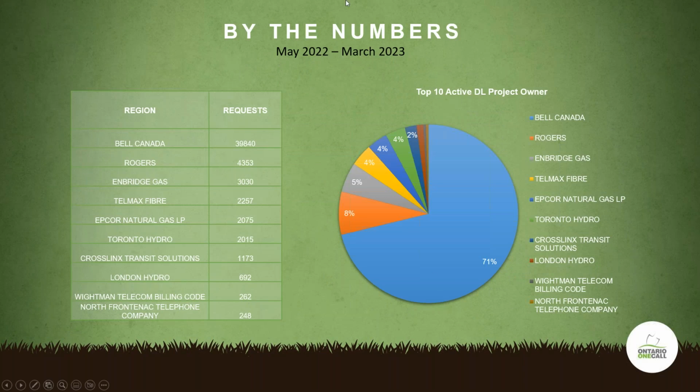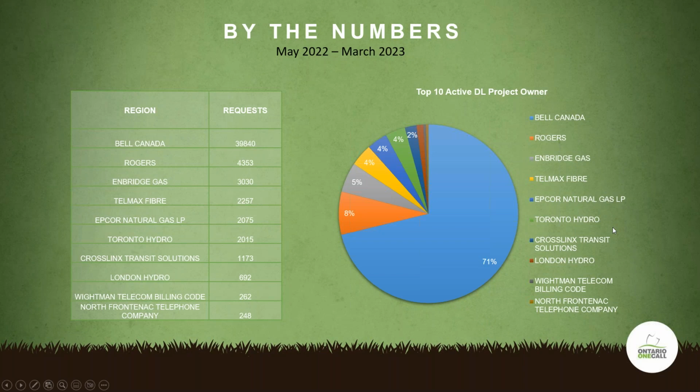So by the numbers again here, we accumulated data from May 2022 to the current date of March 2023. What you're looking at here are the top 10 active DL project owners registered across Ontario right now. Topping off the list, we're looking at telecom companies. Bell Canada, Rogers, and Enbridge are topping off the list with dedicated locators that they're utilizing the program for, all across their fiber to home installs. Enbridge is there with their gas installs or maintenance that they require.